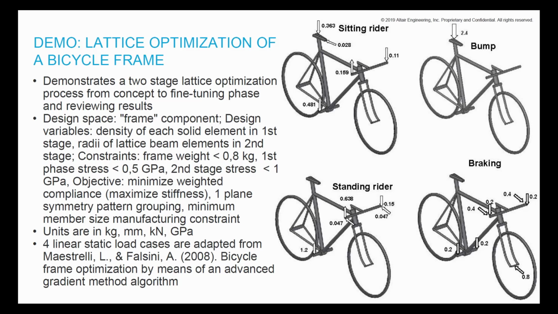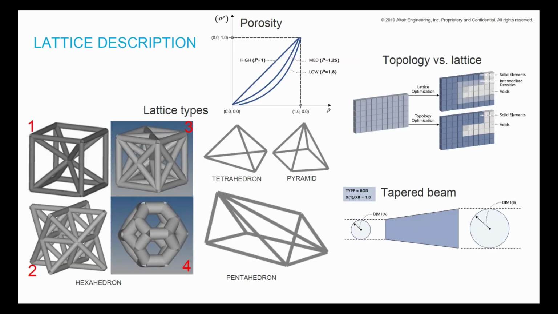One plane symmetry pattern grouping is used, which automatically activates the minimum member size manufacturing constraint. The units are kilogram, millimeter, kilonewton, gigapascal, and the linear elastic material is titanium. Four load cases are adapted from a 2008 research paper by Maestrelli and Falsini.